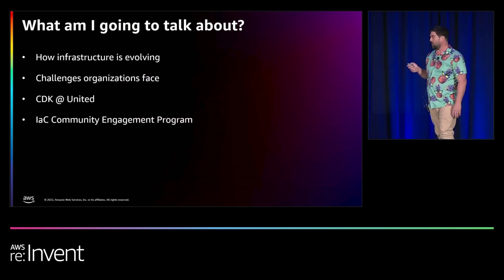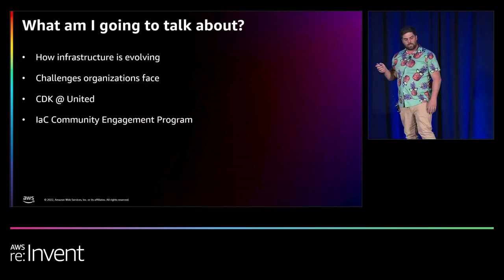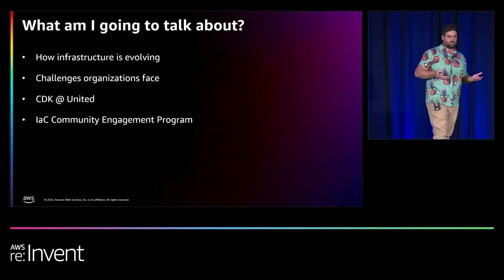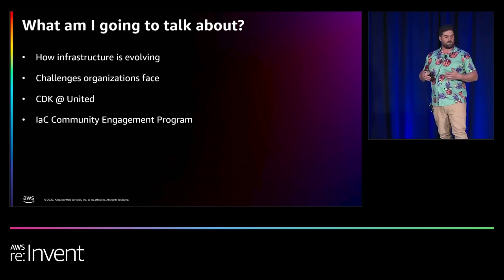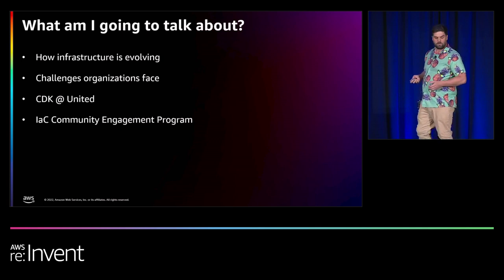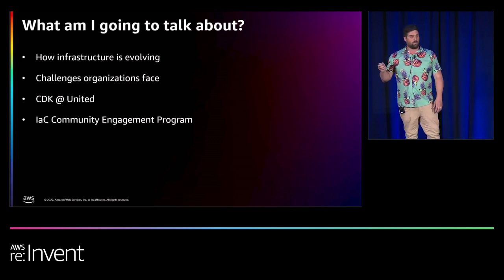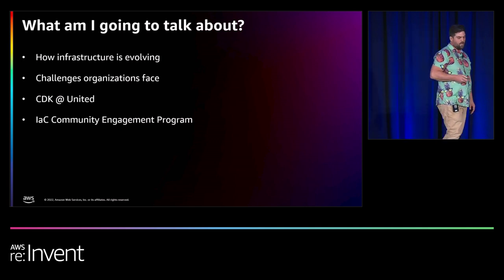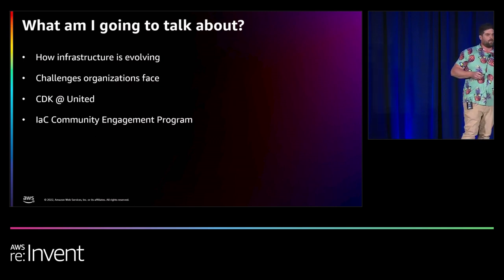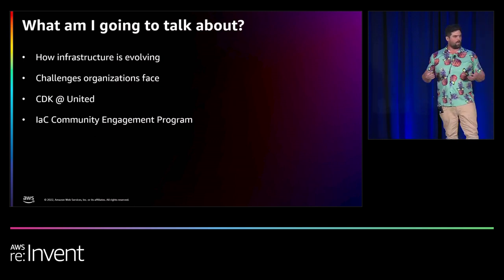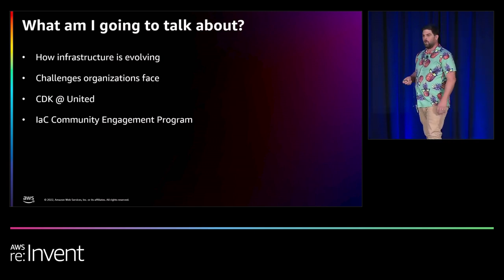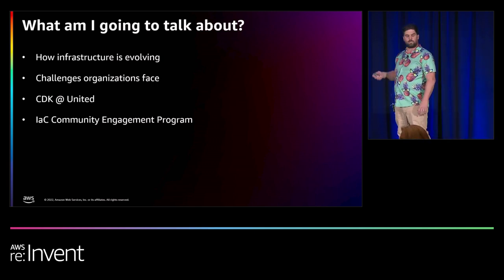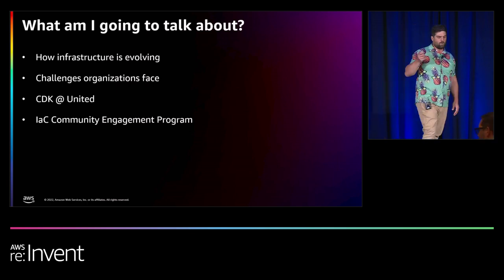So, a quick agenda of what we're going to be talking about today. A little bit of a history lesson first. Some of the challenges involved in that history lesson and the evolution of infrastructure and infrastructure as code. The highlight, though, is going to be CDK with Unity. And then we're going to wrap it up with some of the community engagement program that we're launching, both internally at AWS, as well as trying to reach the community to help us build some of these constructs through these open source technologies.